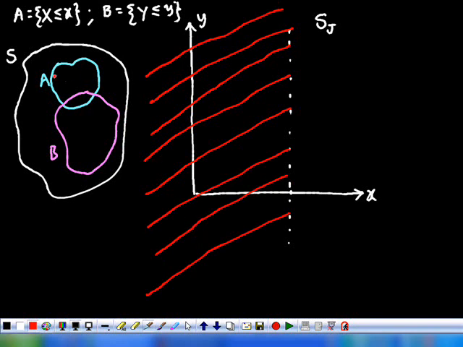Therefore, this event, event A, is mapped onto this region, or these points of the xy plane. So this is the entire xy plane, and this is the event A, as we are letting event A be x less than or equal to x. So here A is mapped onto these points. This is the mapping between the event A and the points in such a way that x takes values less than or equal to x. Understood?